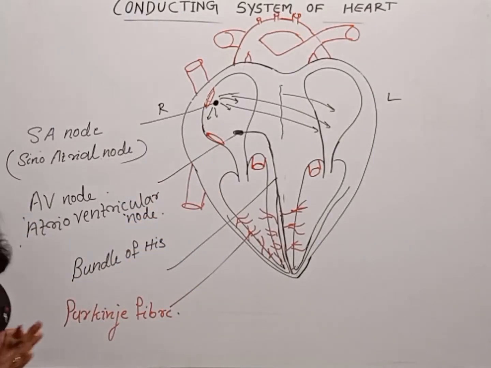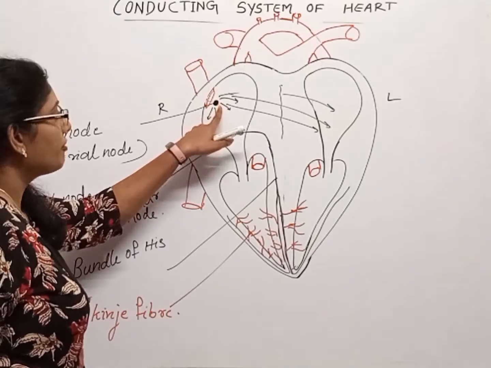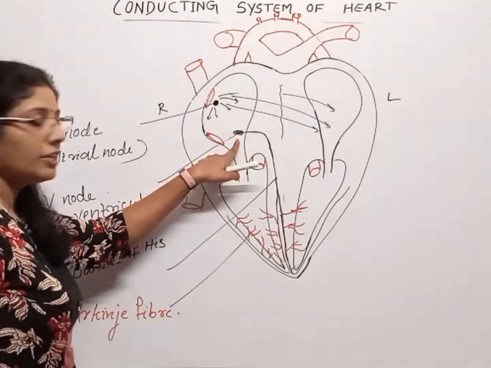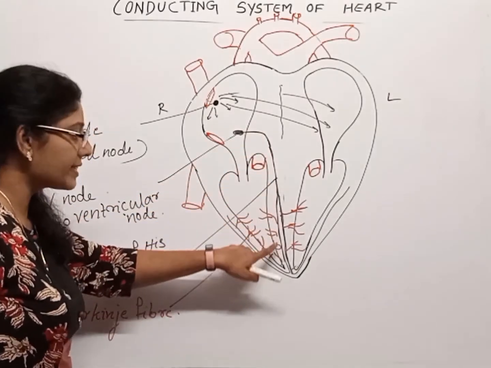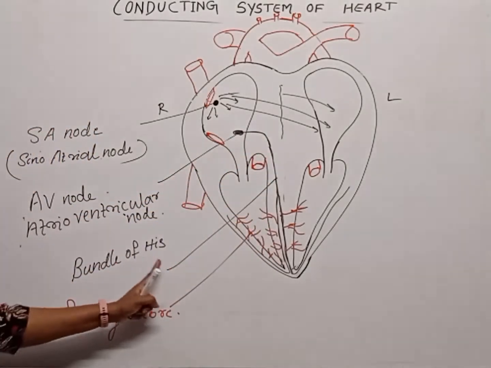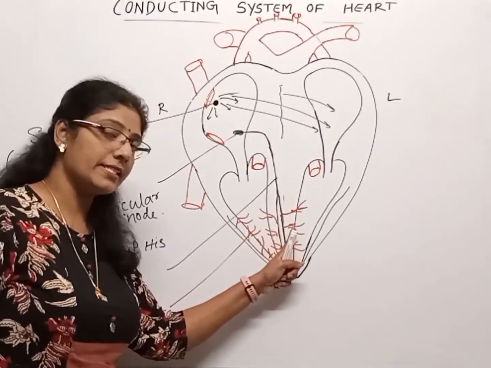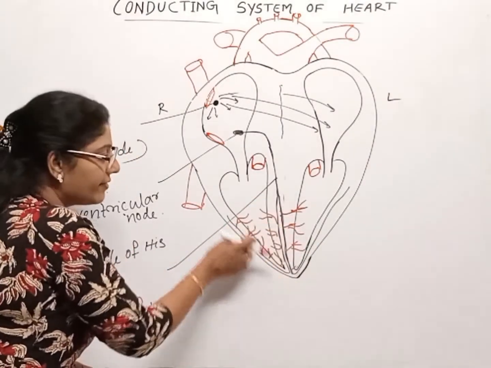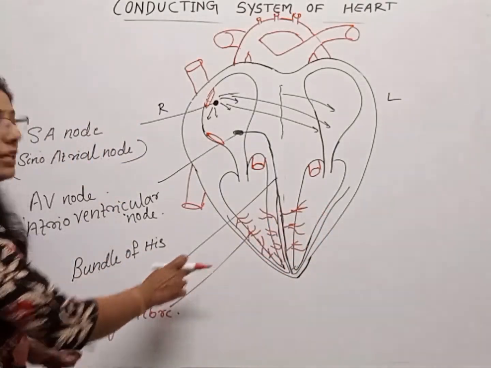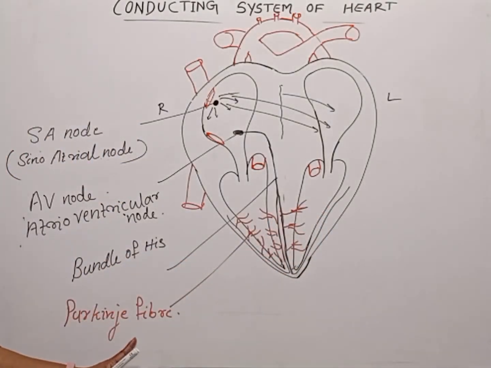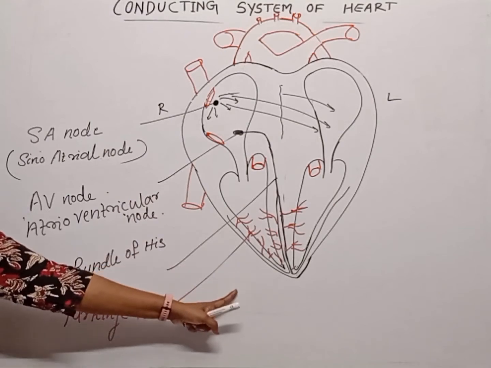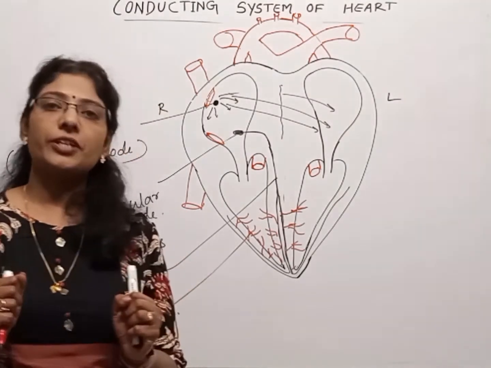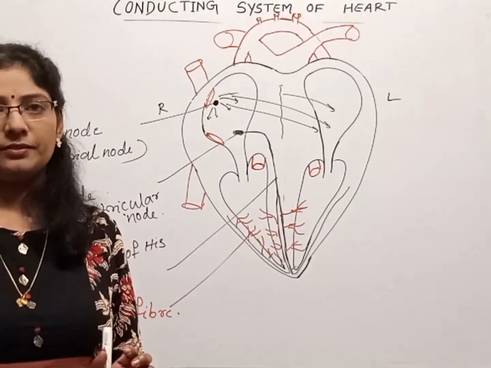So understand about the conducting system. Once again, see, first one is SA node, second one is AV node. From the AV node, the nodal fiber comes out, that is called the bundle of His. It has two branches, right branch and left branch. Then these branches again divide and form a network, that is called the Purkinje fiber. So all these are the specialized tissues which help in the rhythmic contraction and relaxation of the heart.